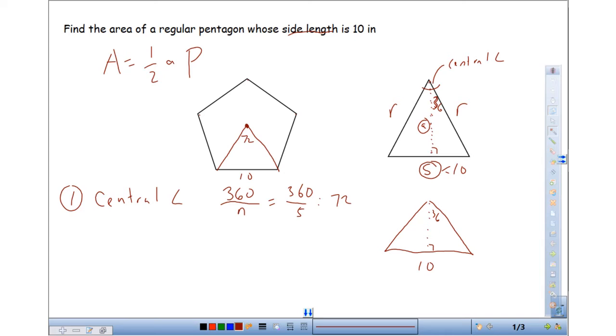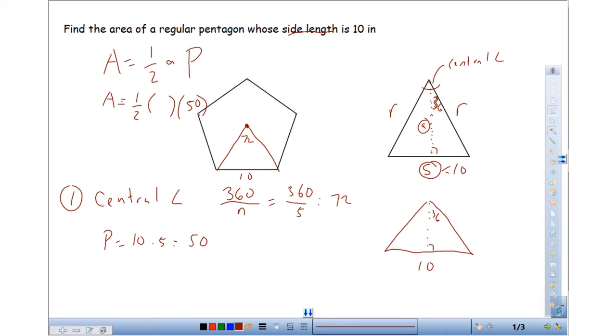Okay, so I know my side length, which will allow me to find the perimeter, right? So let's go ahead and do that. So the perimeter is going to be equal to 10 times 5 because it's 5 sides, right? So 50. So far in this formula, I know the perimeter. I do not know A, so I'm just going to leave that blank on here. So we don't know what A is, but we do know the perimeter is 50. So we're going to go ahead and put that in there.